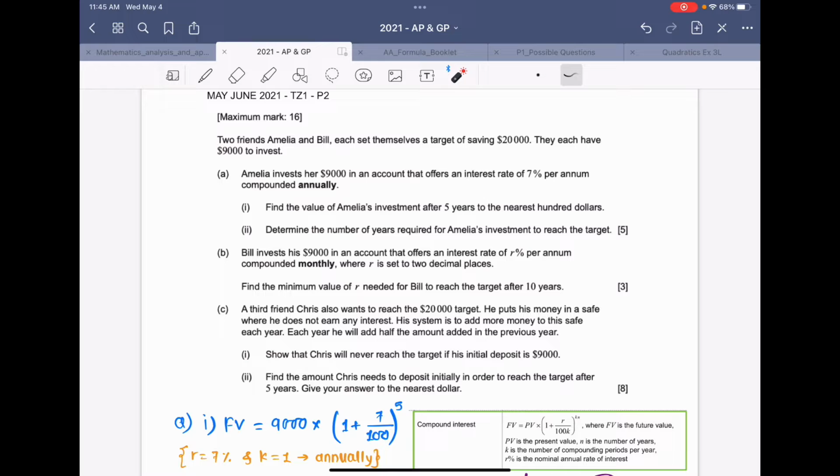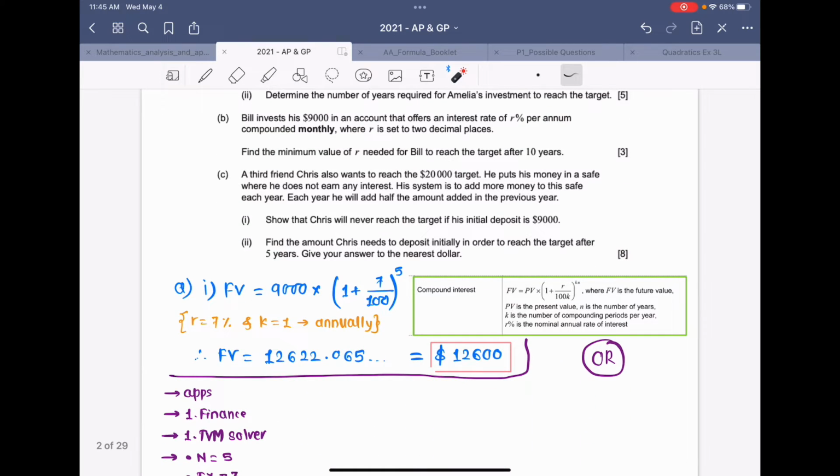First part. Amelia invests 9,000 US dollars in an account that offers an interest rate of 7% per annum compounded annually. Find Amelia's investment after 5 years to the nearest hundred dollars. In the formula booklet, you have this compound interest formula: FV is equal to PV times (1 plus r over 100k) raised to kn. Future value is what we want to find. Present value is given as 9,000.